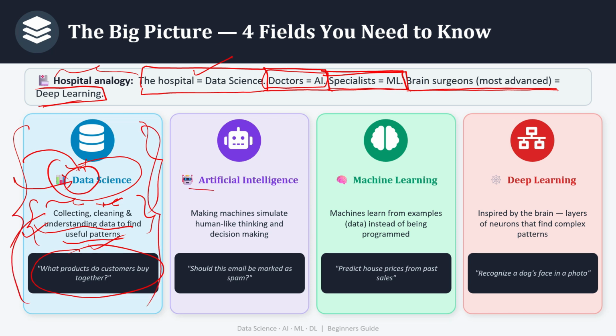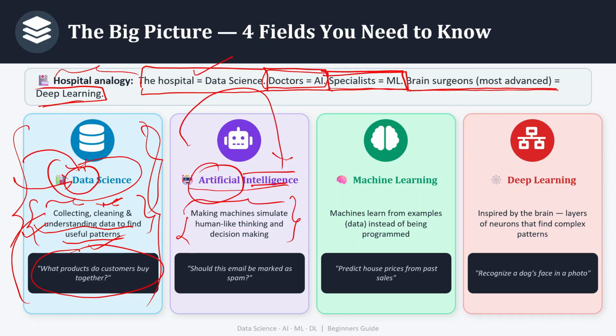Now, when we talk about artificial intelligence, this makes machines simulate human-like thinking and decision making. It is again very clear from the name as well: an intelligence which is artificial. That means we are going to make a system intelligent, just like humans. Because this is artificial, we refer to it as artificial intelligence.